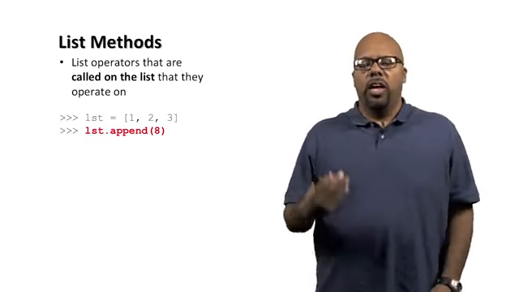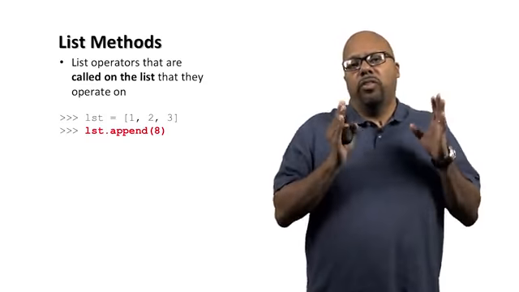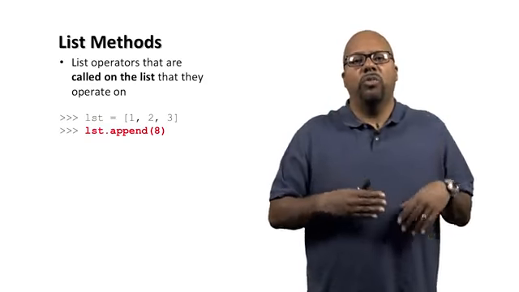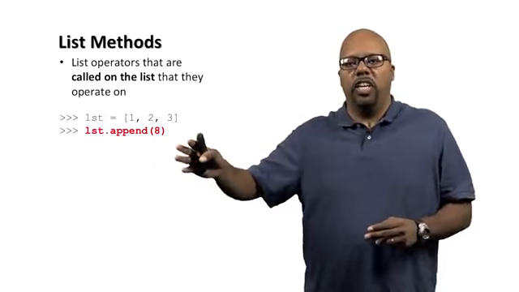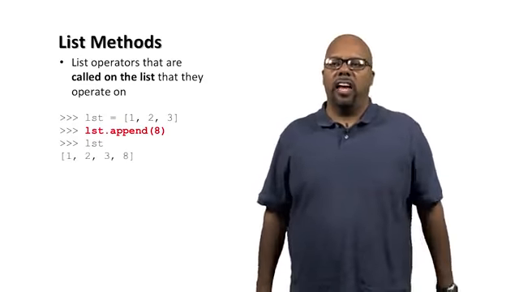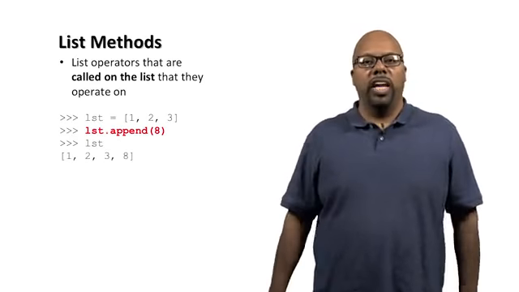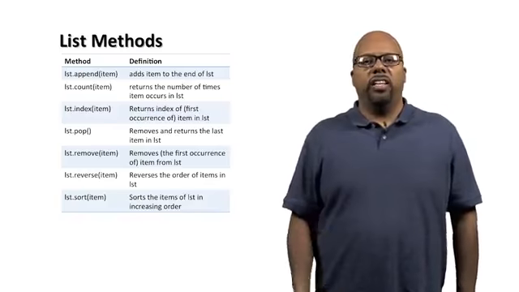Okay? So append. There are a set of methods like this where you invoke them by starting off by prefixing the invocation with the name of the list that you want to operate on, and then a dot, and then you give the name of the function or the method. So now if you print out the list after doing this append, it's 1, 2, 3, 8, so it did its job. So there's a set of list methods.